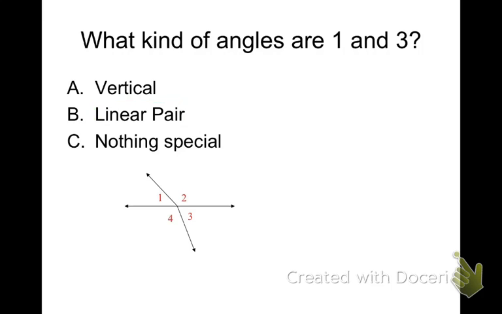Same diagram. What about 1 and 3? Again, because of these non-opposite ray sides, there's nothing special about angles 1 and 3, even though they might look vertical. Same with 2 and 4. They're in a position that might be vertical, but because, again, these sides of the angles are not opposite rays, there's nothing special about angles 2 and 4.